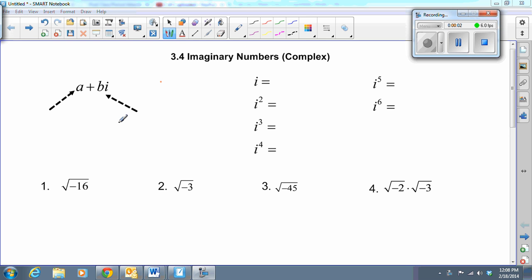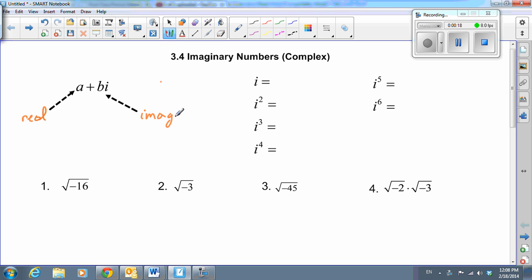3.4 notes is a review of your imaginary numbers, also called complex. Let's start with the general form of a complex number. A complex number is made of two parts: one of them is the real one, and the other one is the imaginary. The real one is the value that has no i involved, and the imaginary one is the one that has an i involved.